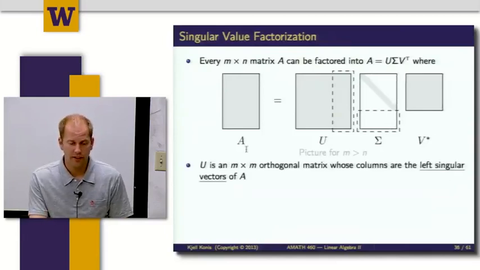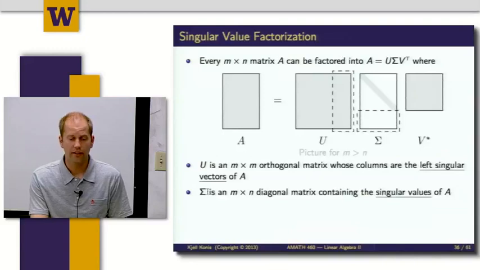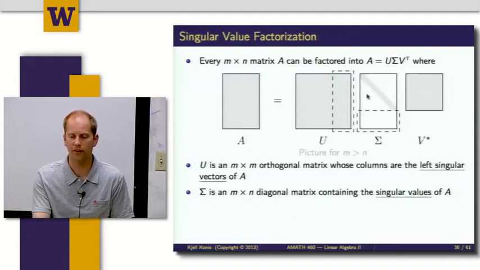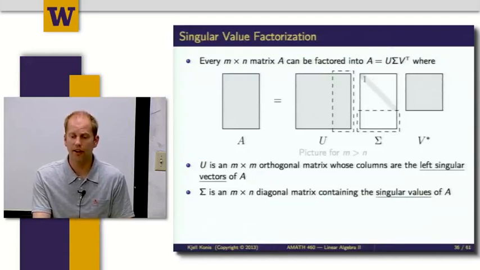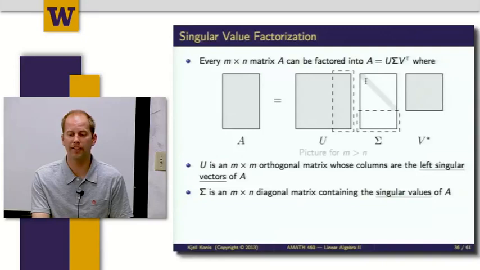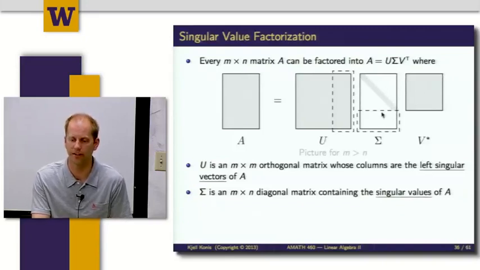Just a bit of terminology. U is an m by m orthogonal matrix, and its columns are called the left singular vectors of A. Sigma, the matrix in the middle here, is an m by n diagonal matrix. Since I'm drawing the picture for m greater than n, it has more rows than columns, so the rectangle is skinnier than it is tall. This dark band is where the non-zero elements are allowed. Everywhere else in this matrix, where it's white, those elements are required to be zero.